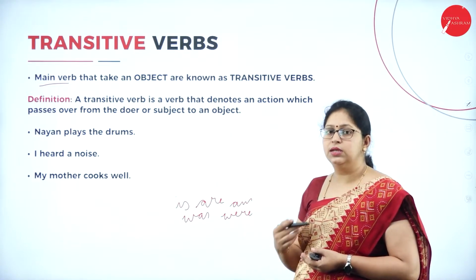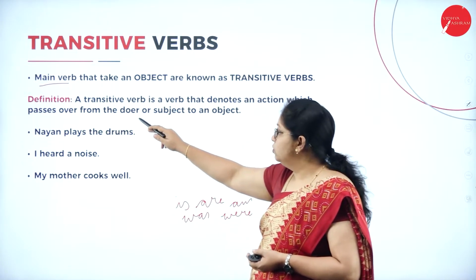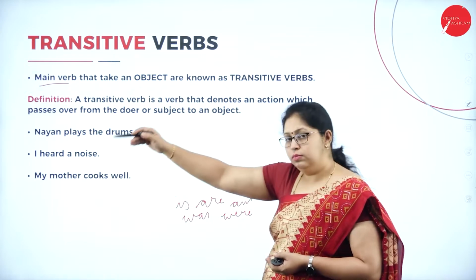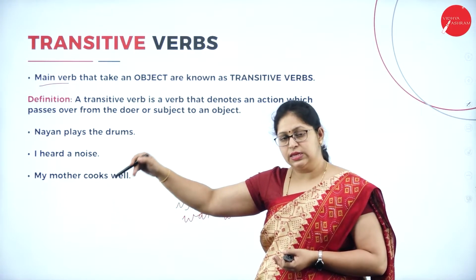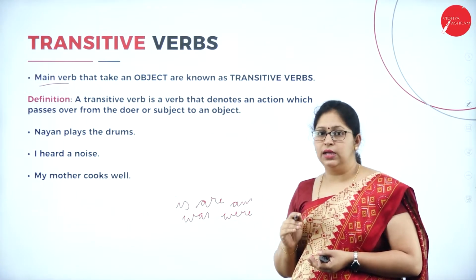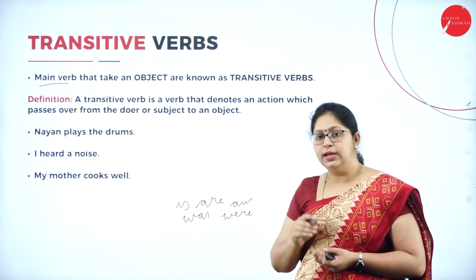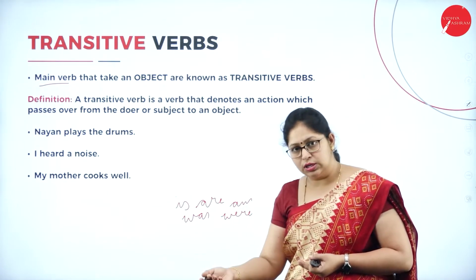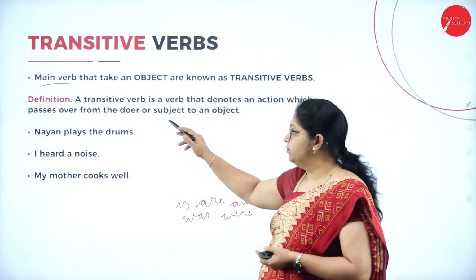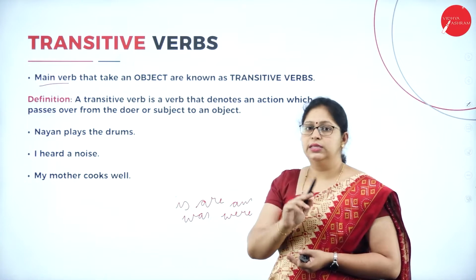So what happens in a transitive verb? It passes over from the doer or subject to an object. So from the doer, the first part of the sentence, the noun part, from there it has to be received by the object. From subject to object, there should be something given and received. So doer will do something that should be received by object. Only then that verb in between subject and object will be the transitive verb.